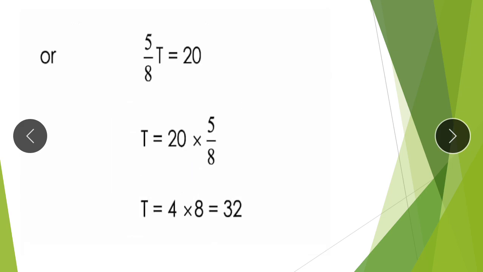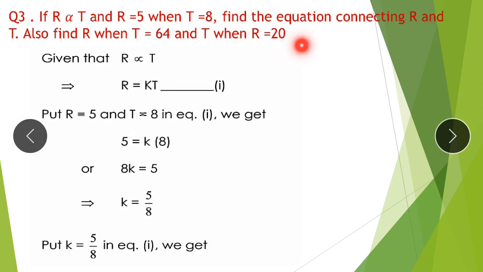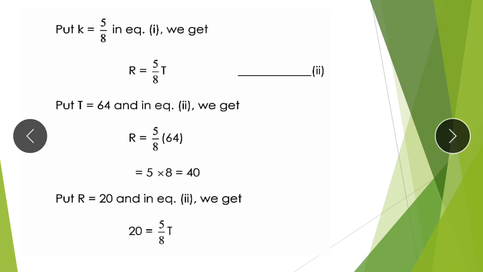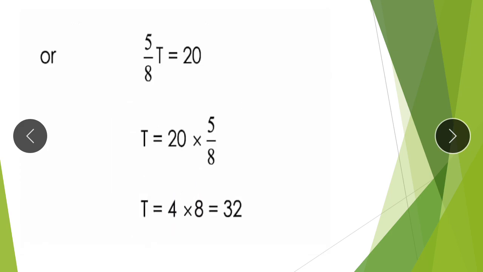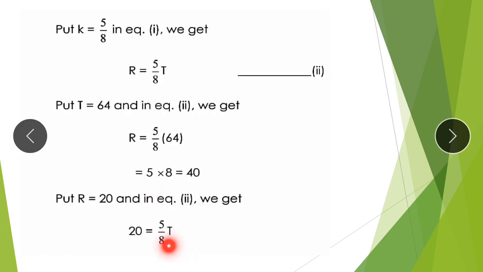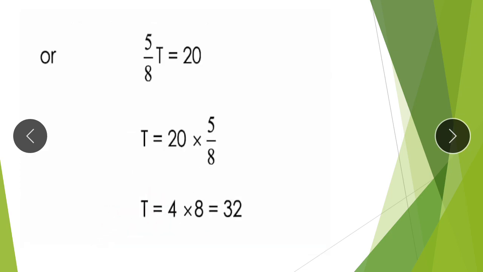Now we are supposed to find the value of t when r is given. Again in the same equation we can put r is 20 and now t we are supposed to find out. So here we can write this. If you can bring this to this side of the equation and you can write this to this side of the equation. Here we can see that 5 upon 8 is with t. In order to find the value of t, you have to shift 5 upon 8 to that side of the equation.